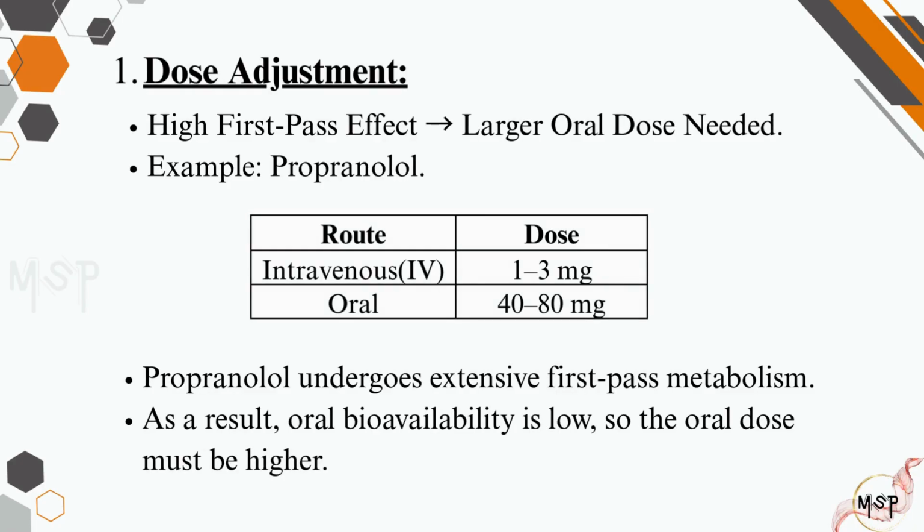First is dose adjustment. Drugs with a high first pass effect require much larger oral doses compared to IV doses. Example: propranolol. For instance, the typical intravenous dose of propranolol for acute arrhythmias may be as low as 1 to 3 milligrams, while an equivalent oral dose needed to achieve similar systemic effects is usually 40 to 80 milligrams. This striking difference is a direct result of extensive first-pass metabolism, which reduces oral bioavailability.